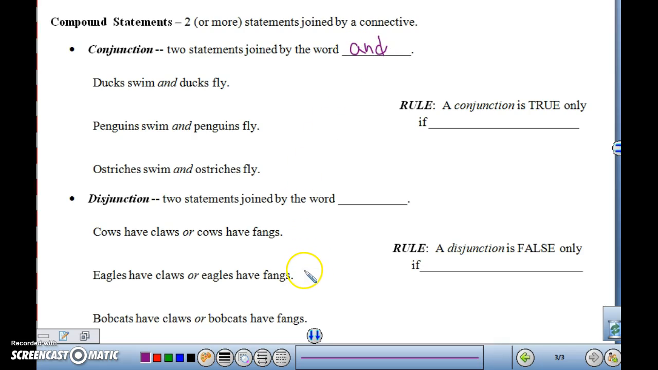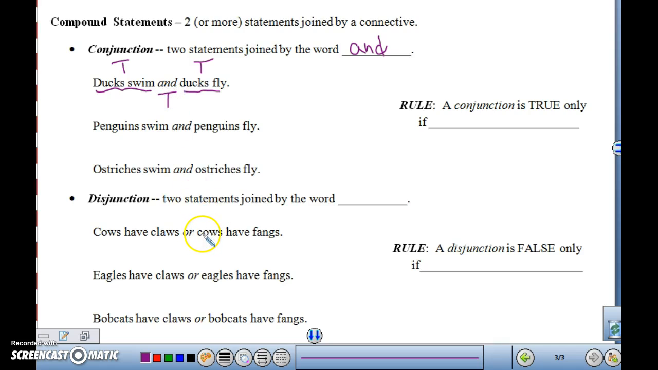So if we are looking at a conjunction, we have to determine when a conjunction is true or false. Well, let's look at each individual statement. Ducks swim and ducks fly. What do we know about the statement ducks swim? Is that true or false? Well, that's true. And ducks fly. True or false? That is also true. So if I said ducks swim and ducks fly, that overall statement would have to be true.